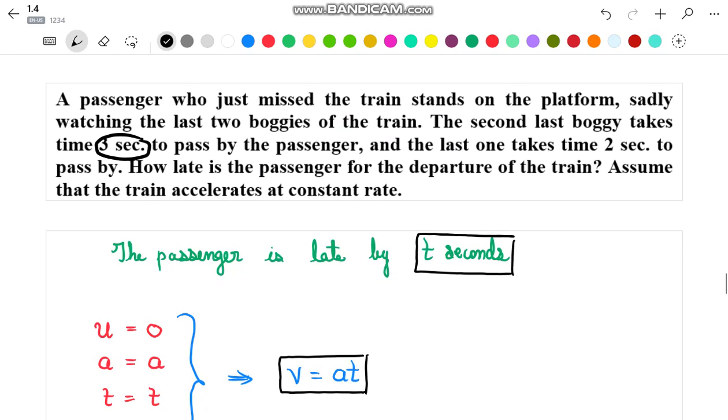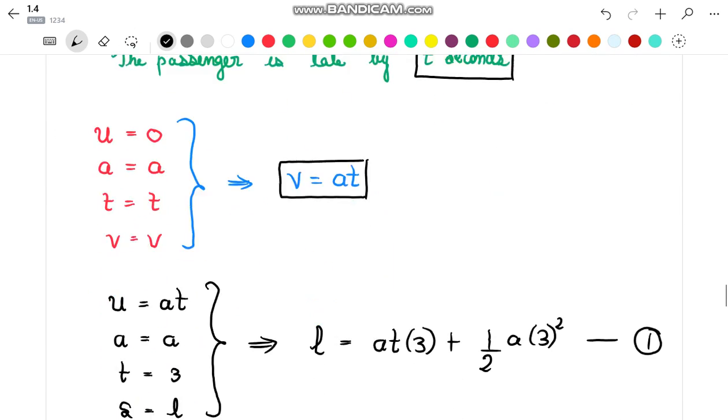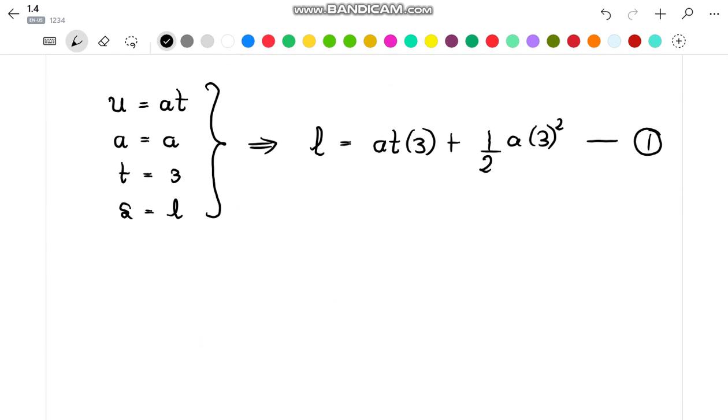Now instead of just observing the last bogie, I am considering the last two bogies as a single entity. So for the last two bogies, if I am considering them as a single entity, again I can write the initial speed to be equal to at, acceleration will be equal to a, and the total time will be equal to 5 seconds. 3 plus 2, 5 seconds for the last two bogies combined together, and the total distance that needs to be traveled by these two bogies will be equal to 2L. So this will make our calculation or problem part a little bit easier.